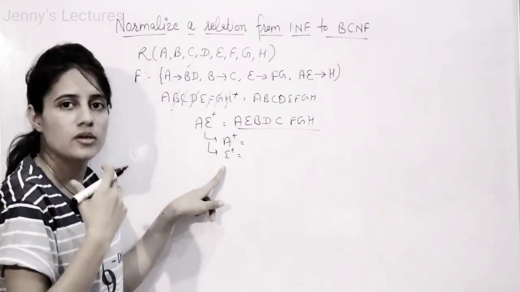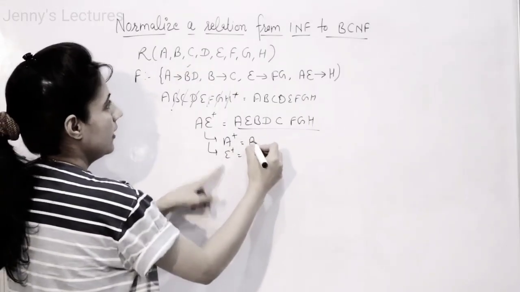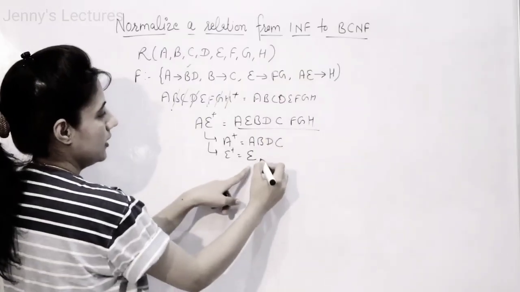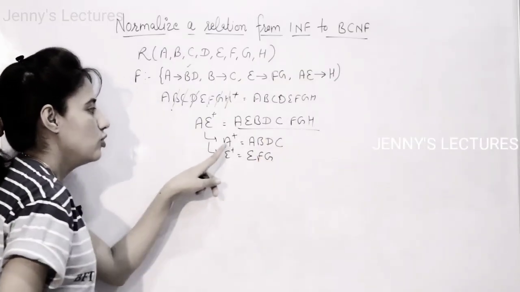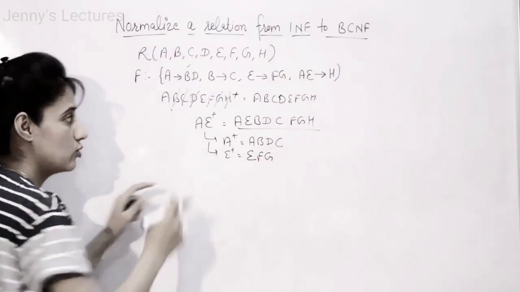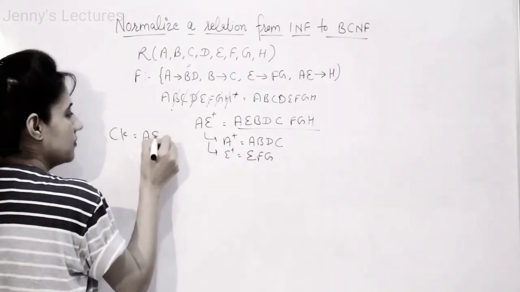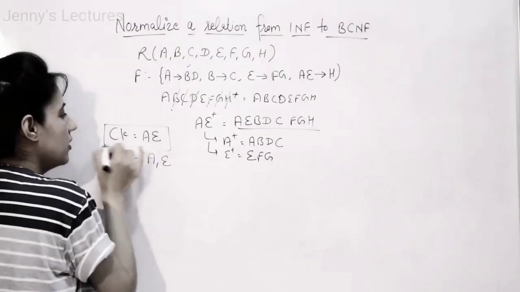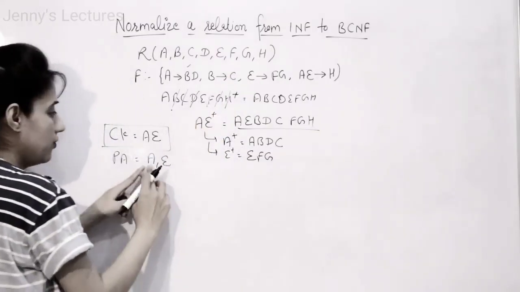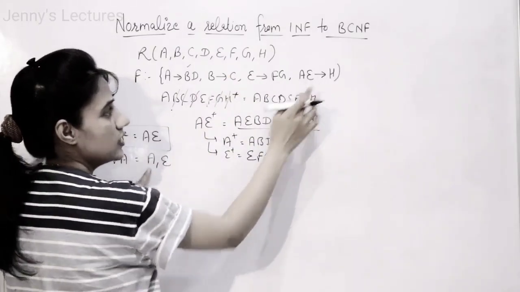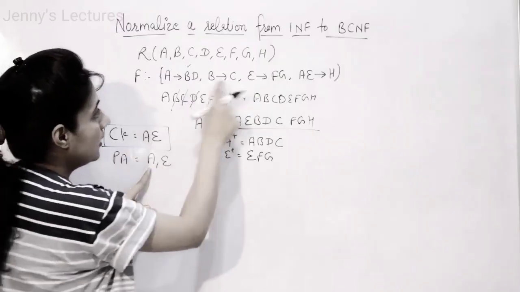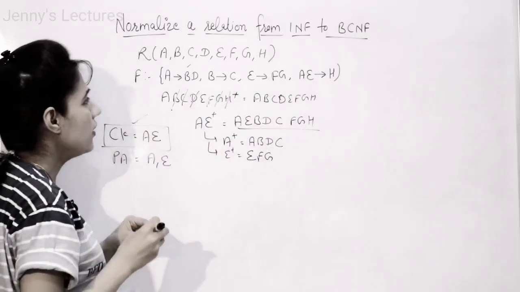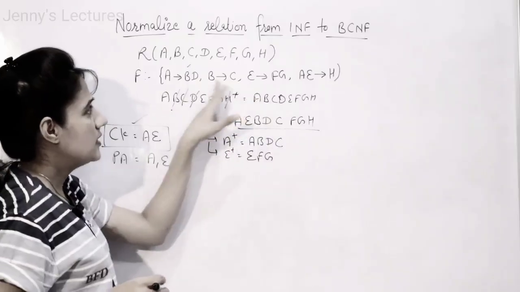Obviously, no proper subset is a super key, because A closure would only contain A, then BD, then we can derive C, not all the attributes. E closure can contain E, F and G only. So neither is a super key. That is why we can say that AE is our candidate key. Now prime attributes are A and E. Next, find whether more candidate keys are available. If prime attributes are available on the right hand side of any functional dependency, it means there are still more candidate keys, but A and E are not on the right hand side, so there is only one candidate key, that is AE. Fine. Now find which functional dependency is creating a problem.